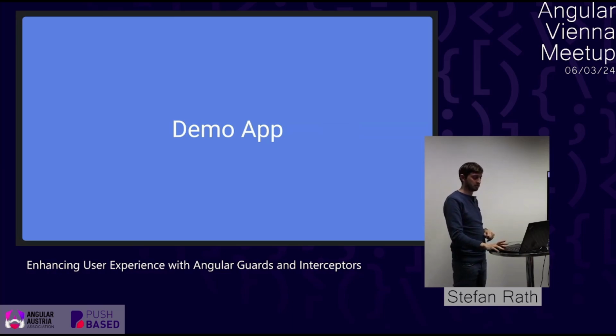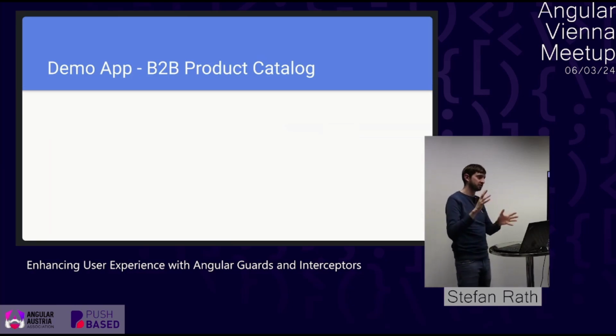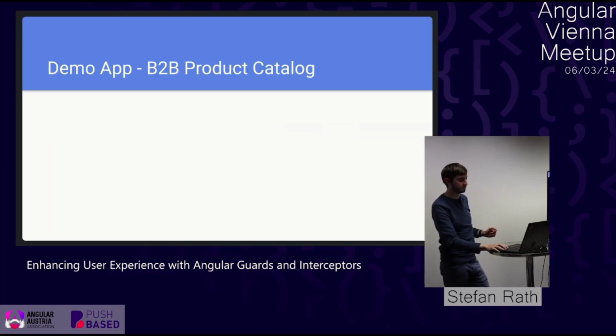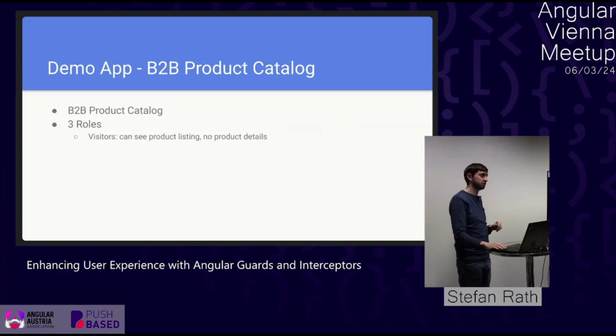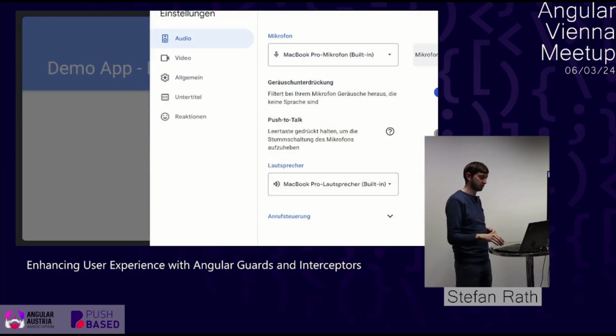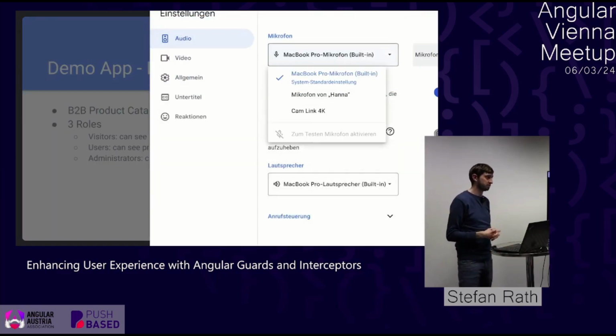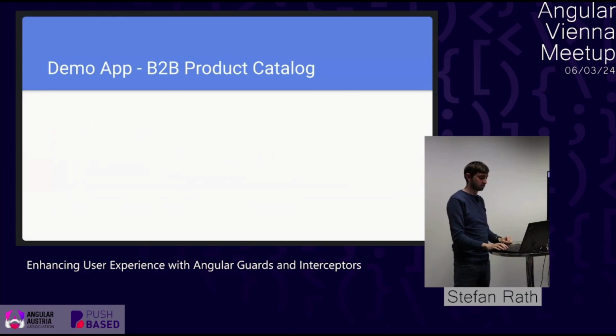And yeah, my demo app is a B2B product catalog. It's just a very, very simple overview. I don't want to go into detail or stretch this for too long. So we have a catalog, we have 3 roles. A visitor can see the product listing, the overview page, but not the details. A user can see the details, and an administrator can edit the details, but I don't have an admin page even for this demo app, just to show the use cases.